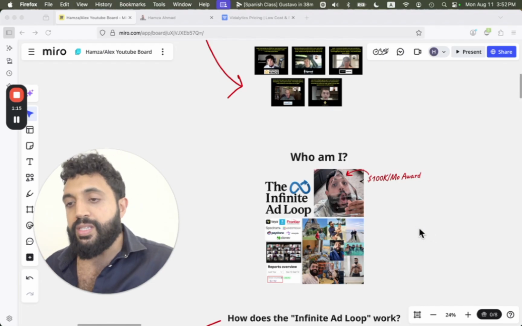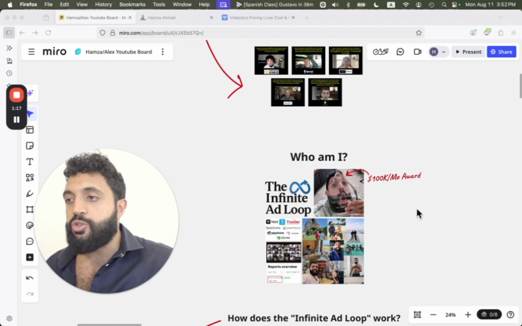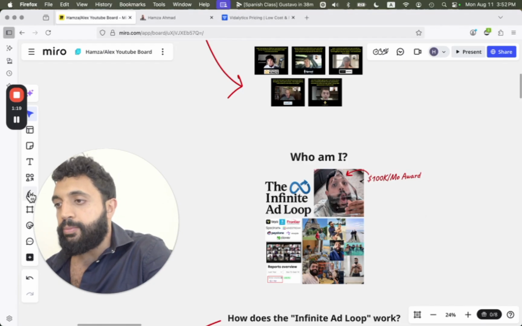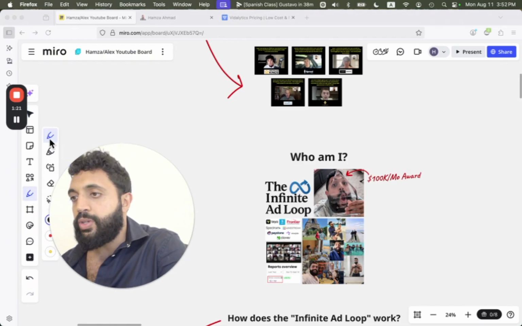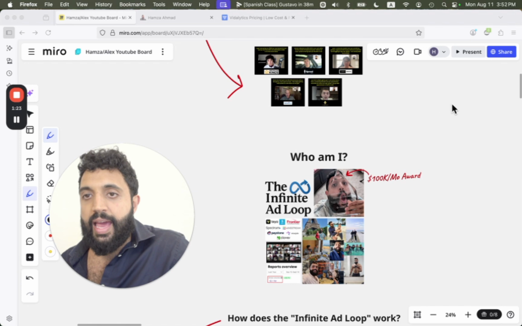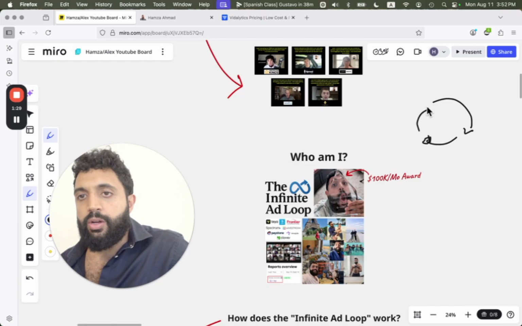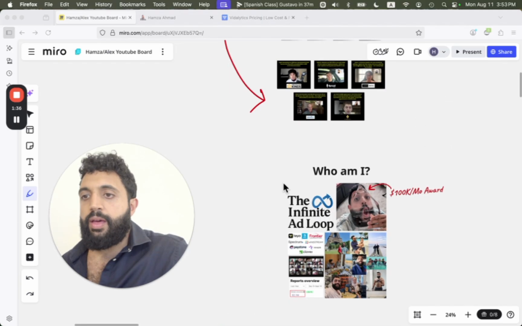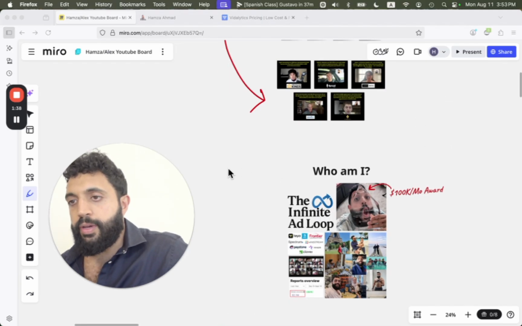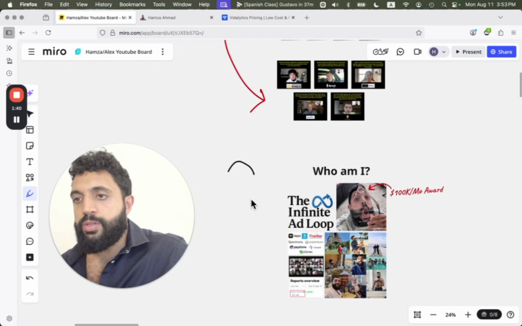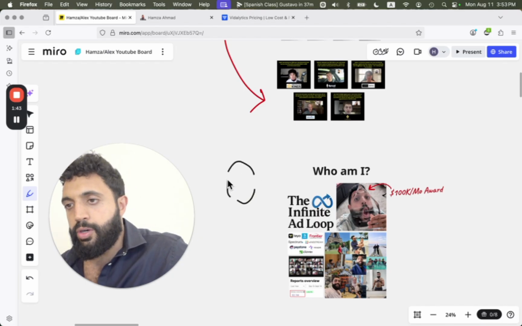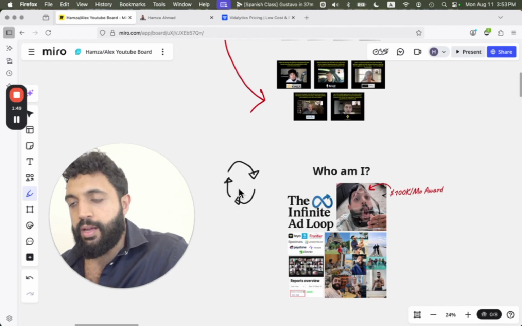Now, the reason I call it an infinite ad loop is because it's really a flywheel system. Okay, if you've seen anything about flywheels, what you'll understand is that it's really a self-serving process, meaning that as you run it longer, it just gets better and better. The reason I call it a flywheel is because if you do it correctly, it becomes a virtuous cycle that keeps feeding itself.